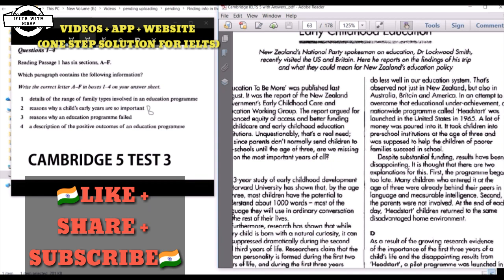So let's read ahead. Head Start was launched in the United States in 1965. A lot of money was poured into it. It took children into preschool institutions at the age of 3 and was supposed to help the children of poorer families succeed in school. So till this point I didn't get any answer, but here I have this much content. So let's read it. Despite substantial funding, results have been disappointing.